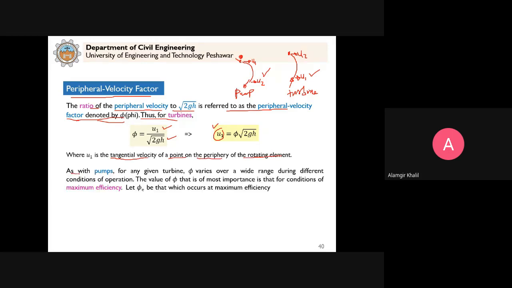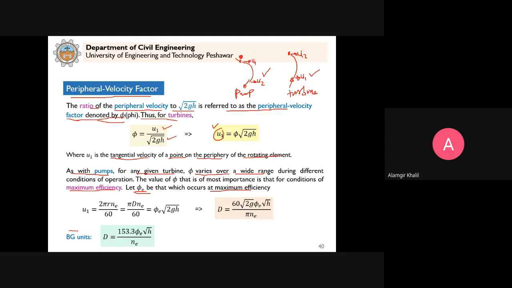As we already studied for pumps, for any given turbine, phi will vary over a range. But we are interested in phi that corresponds to maximum efficiency. Let phi E be that corresponding to the maximum efficiency. So then we can use this expression from here. D is equal to this expression, where D is the diameter of the wheel or runner of the turbine.